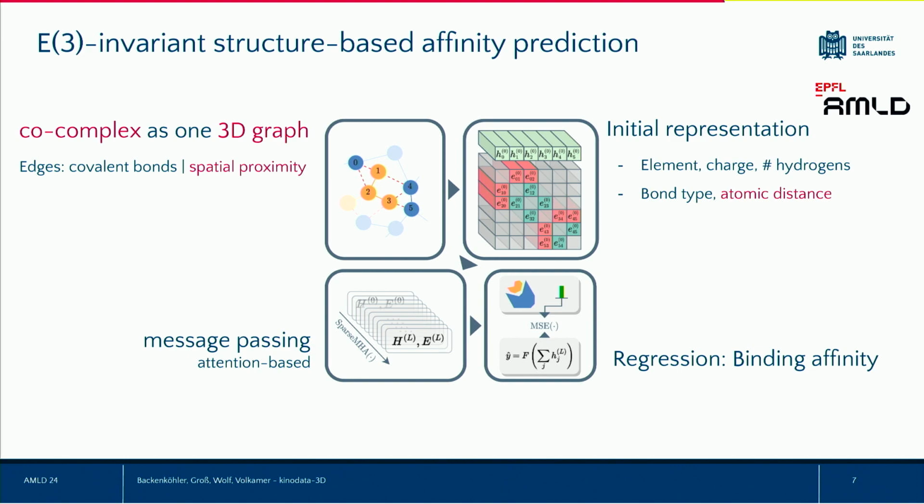So with this basic graph structure, we continue on with a basic message passing with attention in there and train our model based on the regression target of binding affinity. So that's the structural model we have.